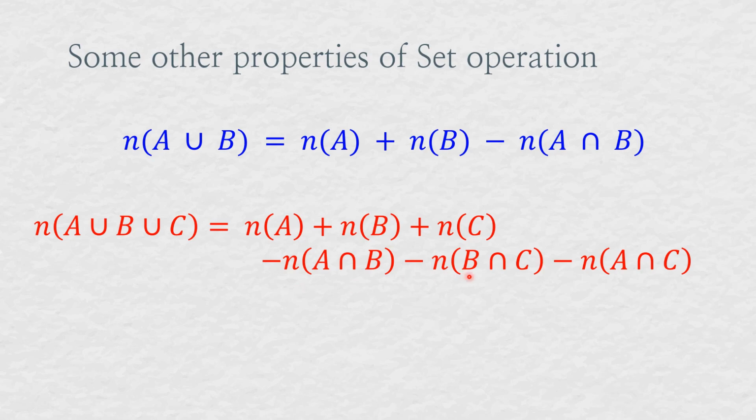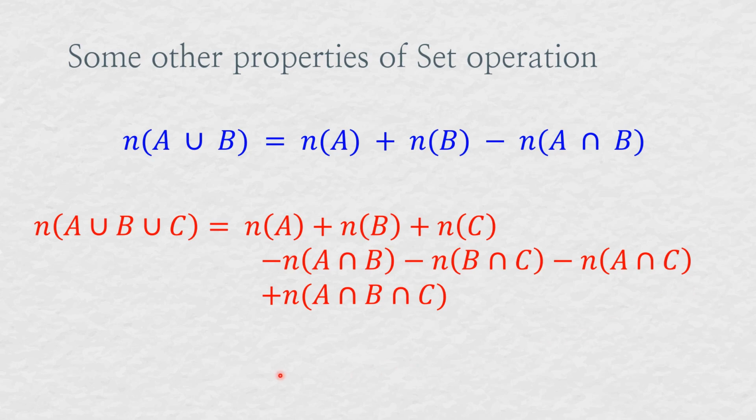If we perform this subtraction, we see that the elements which are common to all three sets A, B and C are subtracted twice. Therefore, we need to add the number of elements in the intersection of A, B and C, and this will give the number of elements in the union of sets A, B and C.